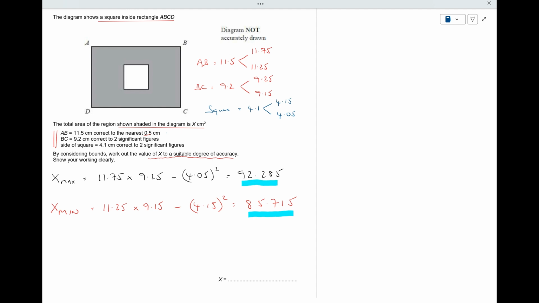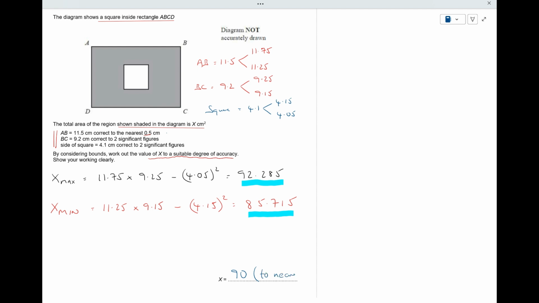Right. So, given that x lies between 85.715 and 92.285, what can we say x is with some certainty? Can we say that x is 90 to the nearest 10? Well, we can, because any number that lies between 85.715 and 92.285 is 90 to the nearest 10. Can we go further? Can we say what it is to the nearest whole number? No, we can't. So in this case, the best we can do is say that x equals 90 to the nearest 10.